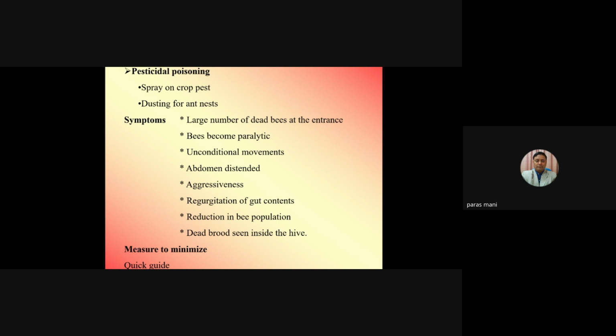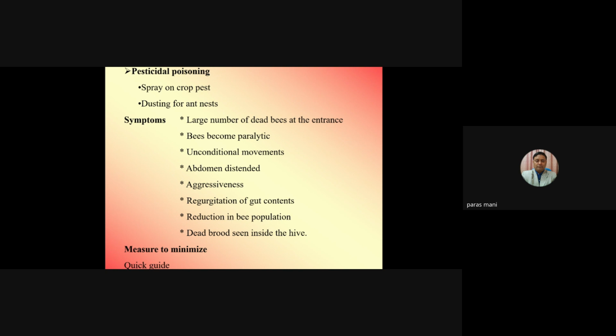Pesticide poisoning happens because of spraying on crop pests, dusting for ant nests. In such conditions, when chemicals like insecticides to kill the pests, or fungicides or bactericides to control the diseases, are sprayed on the crop which is in flowering stage, bees tend to visit such flowers. So in such conditions, the bees carry the poisonous molecules along with the forage they have collected, along with nectar or the pollen.